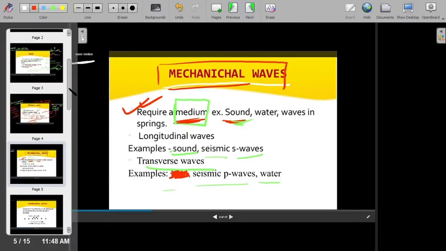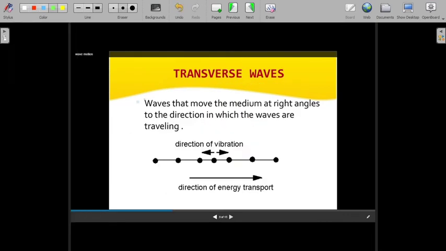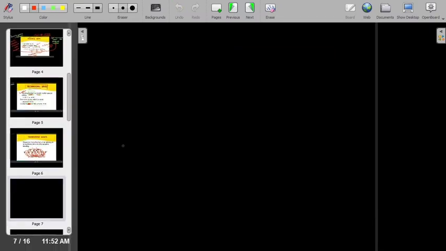Let's go to the next one, that is the transverse wave. The diagram that is given here is wrong. Sorry for showing you the wrong diagram, I'm really very sorry. I will draw the diagram for you. Let's come here. See, suppose this is the attachment of something, and here the wave is passing.